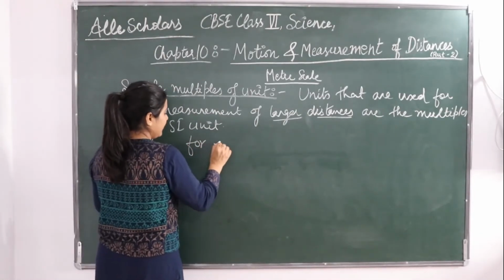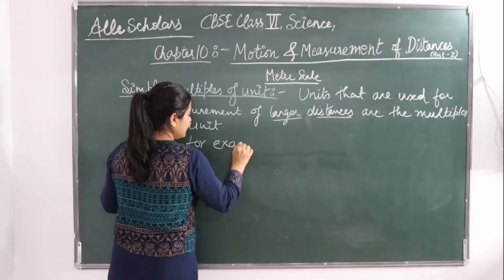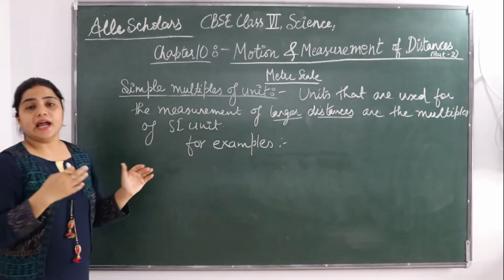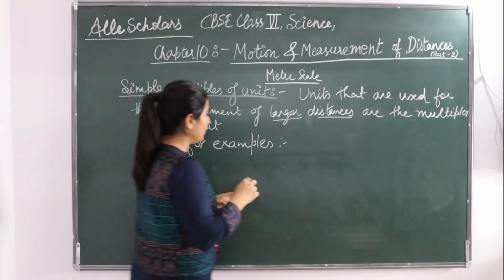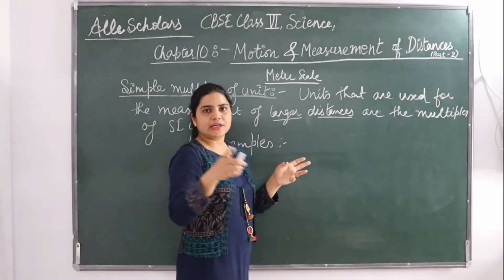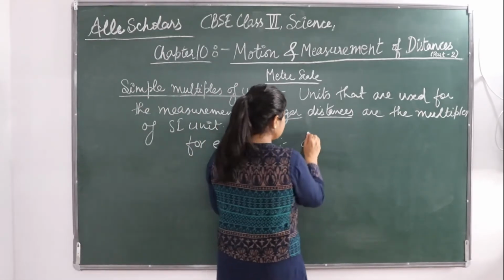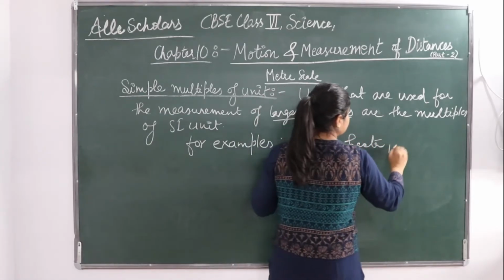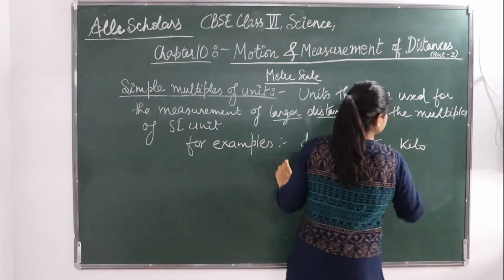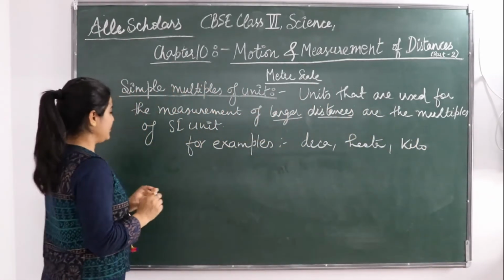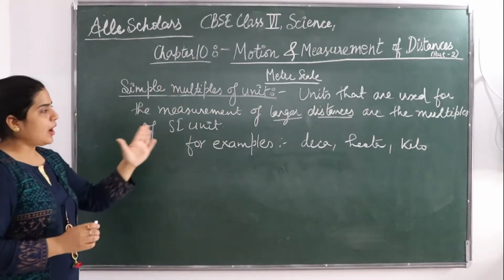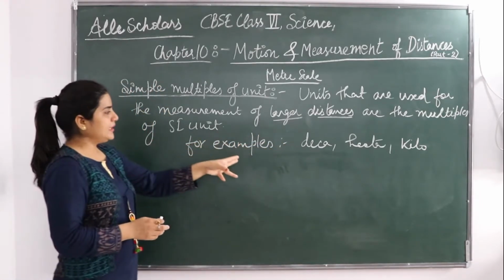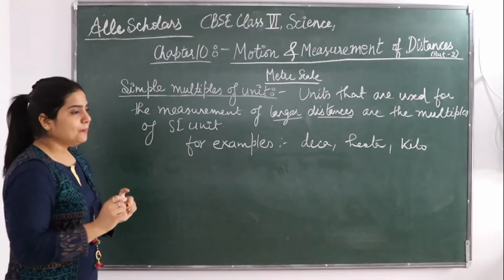कौन-कौन से हैं ये? For example, which units are there? It's deca, hecta, kilo. Kilometer, I have already told you that kilometer is used for larger units. So deca, hecta, kilo, these are larger units. Now let's see how these deca and hecta are related to the meter.